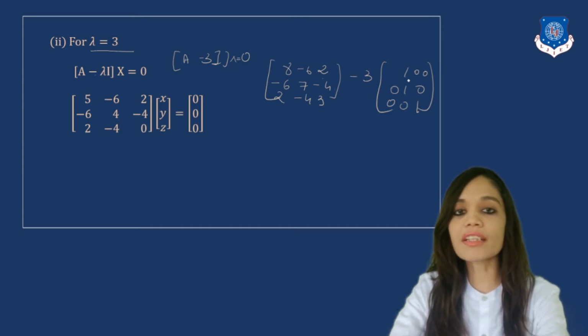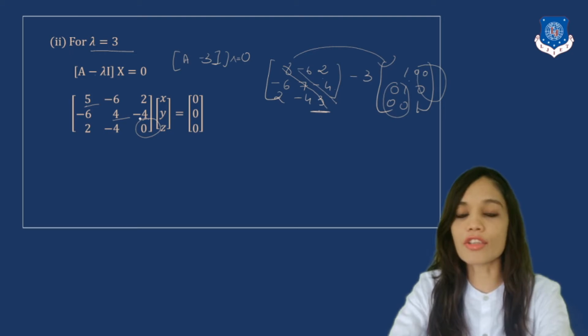Now you have to subtract these matrices. The only change will come in the principal diagonal elements, because all the elements above and below it are 0, right? So finally just make a change in the diagonal elements. So 8 minus 3 will give us answer 5. Next, 7 minus 3 will give us answer 4 and 3 minus 3 will give us answer 0.